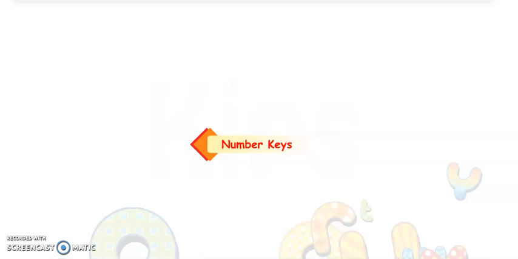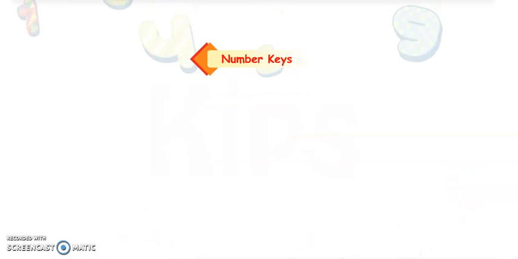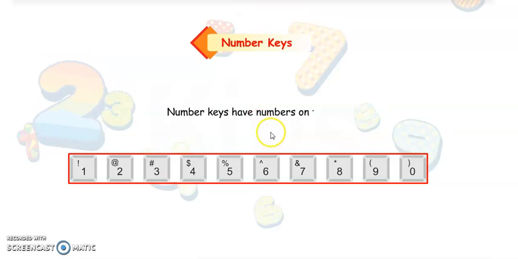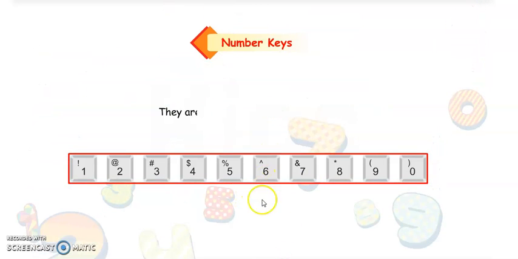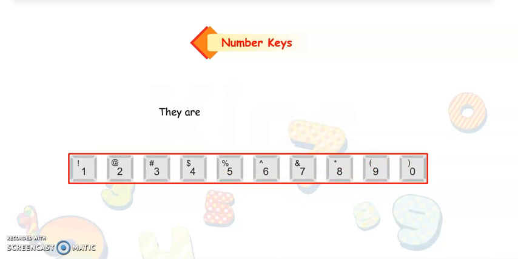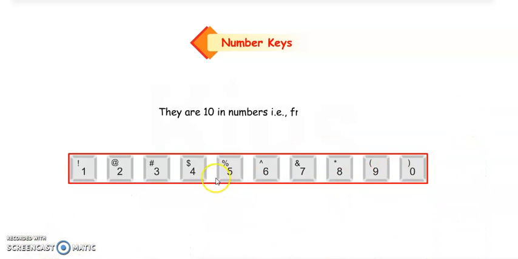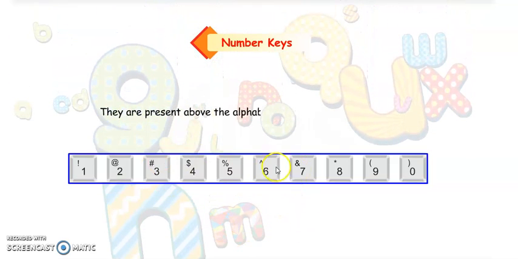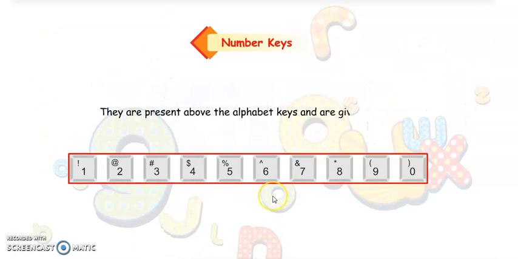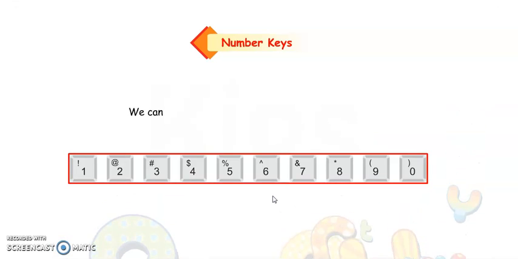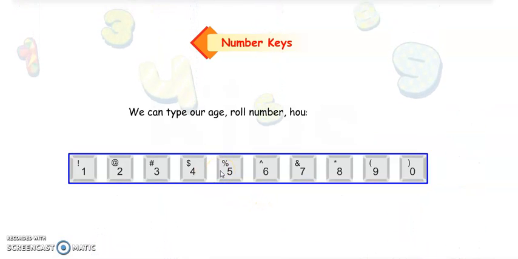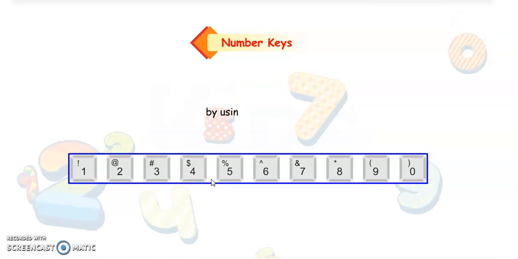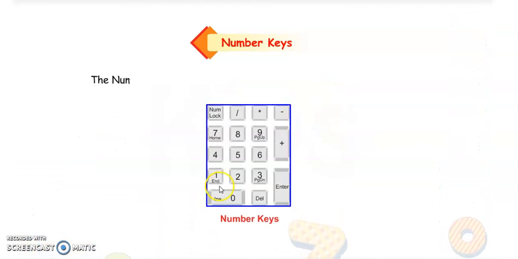Number keys have numbers on them. They are 10 in number. You can see 0 to 9. There are 10 number keys and some special symbols are printed on them. They are present above the alphabet keys and are given in order. We can type our age, roll number, house number, etc. using these number keys.